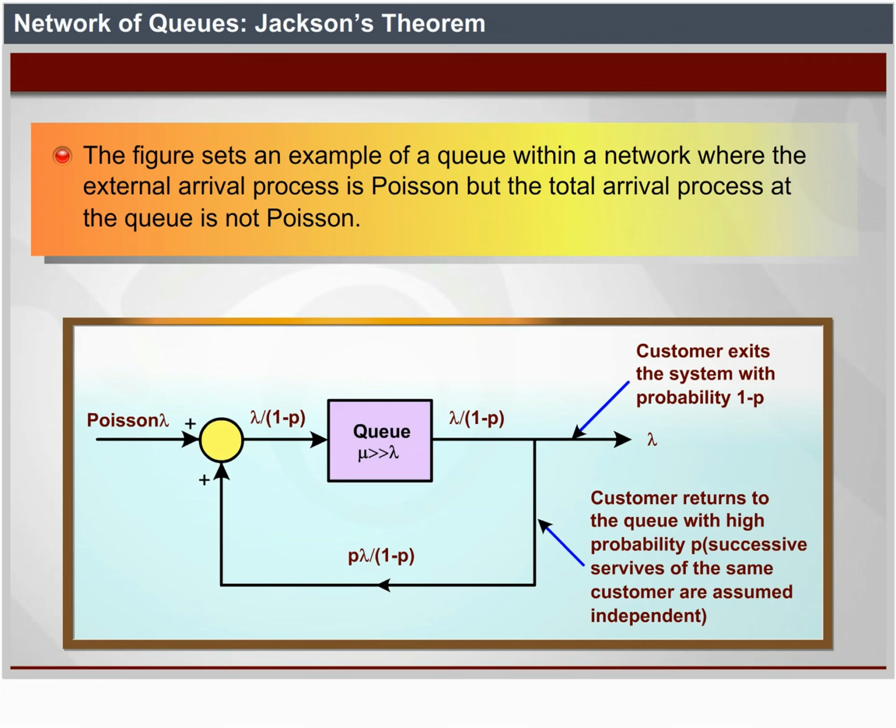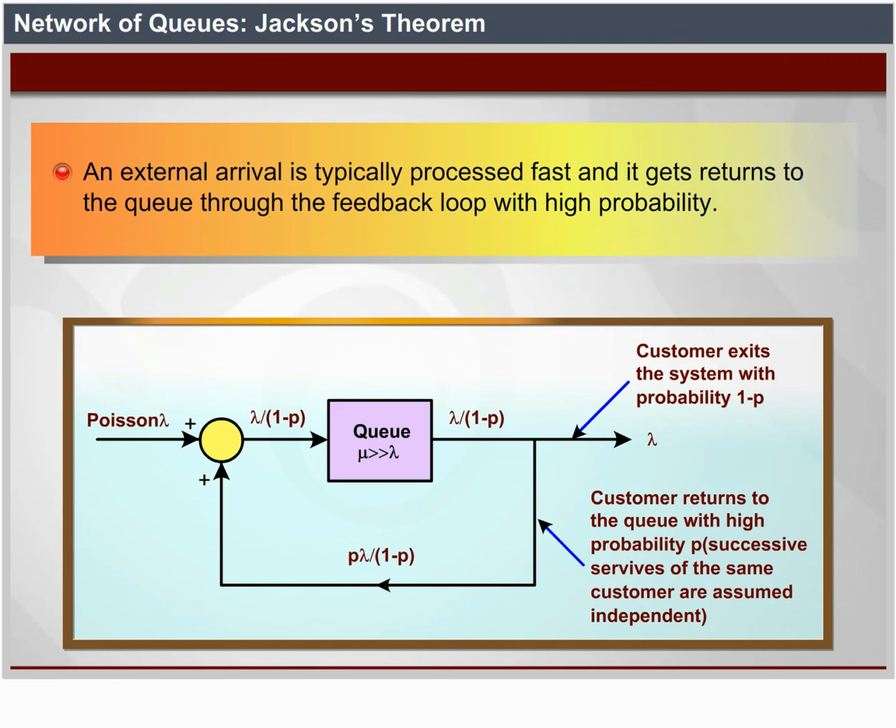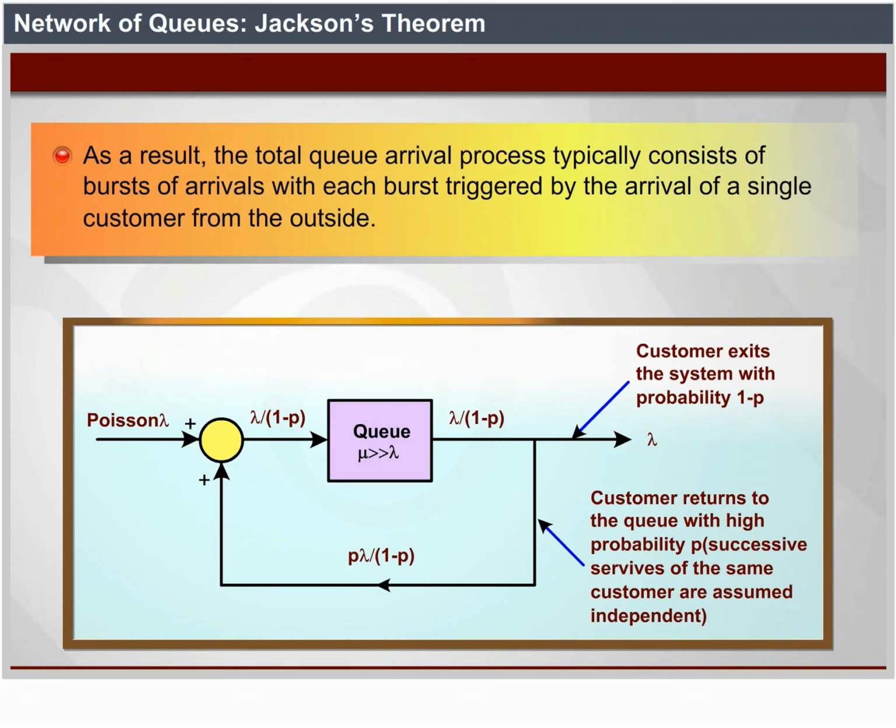An external arrival is typically processed fast and with high probability returns to the queue through the feedback loop. As a result, the total queue arrival process typically consists of bursts of arrivals, with each burst triggered by the arrival of a single customer from the outside.